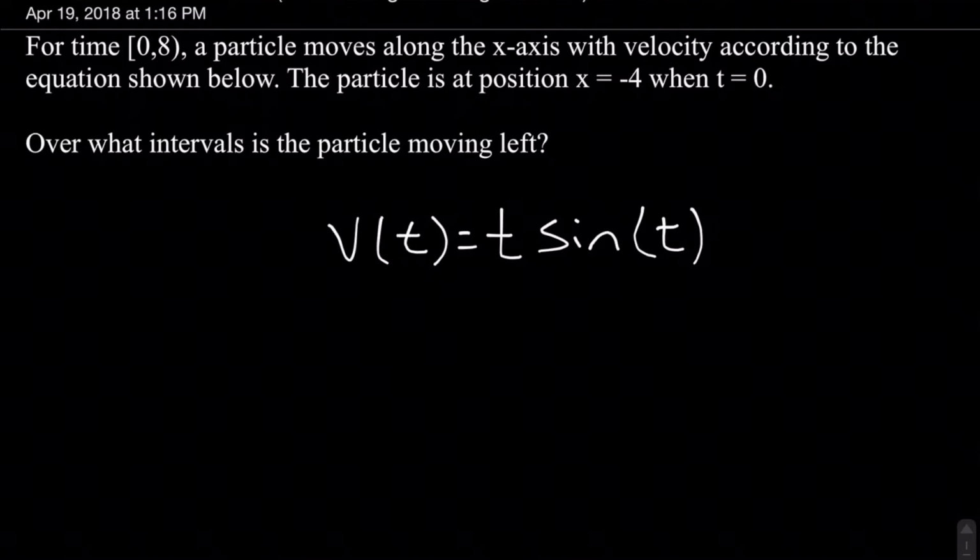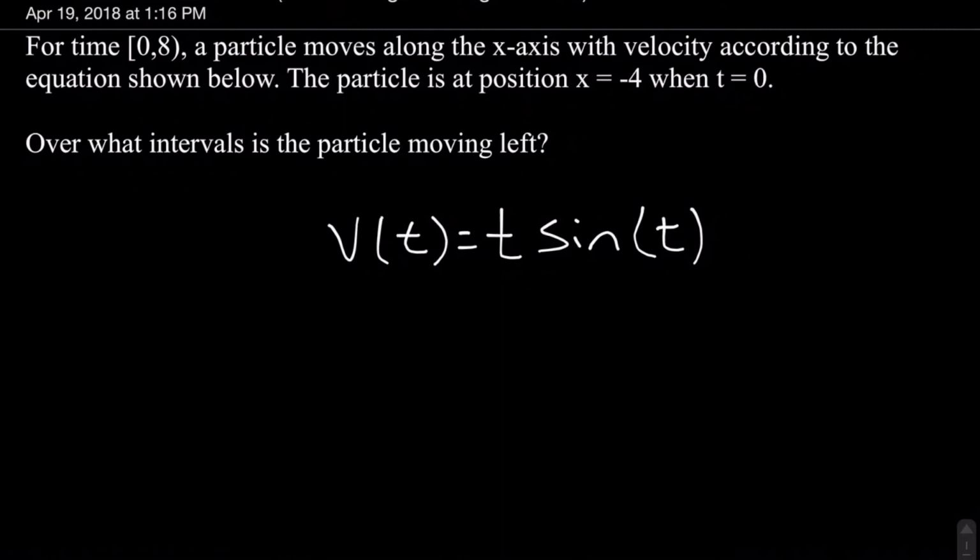The question reads, for time 0 to 8, a particle moves along the x-axis with velocity according to the equation shown below. The particle is at position x equals -4 when t equals 0. The question wants to know, over what intervals is the particle moving left?